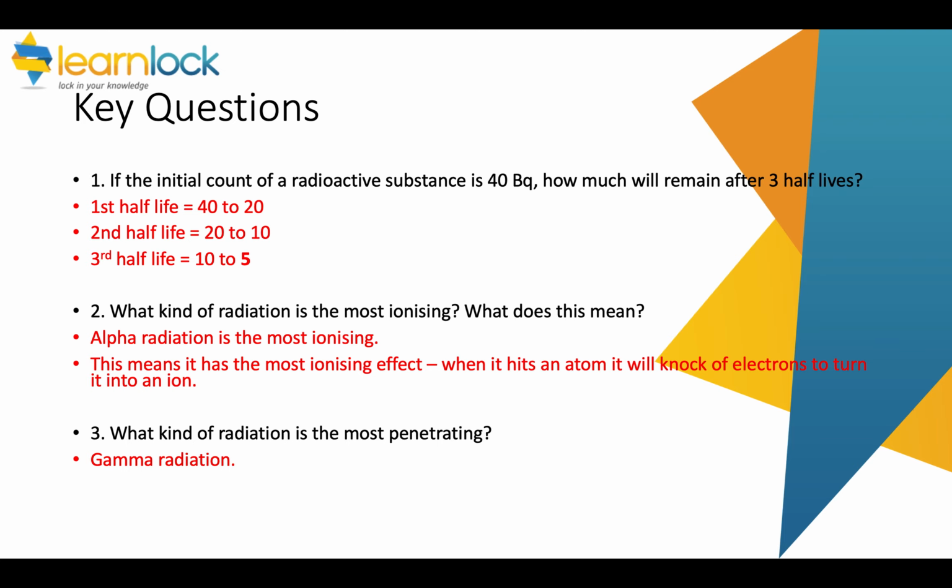What kind of radiation is the most ionizing? Well, that's alpha, and you can tell it's going to be alpha because of the size. It's a particle. And what ionizing means is it basically will have the strongest effect when it hits an atom and knocks off electrons to turn it into an ion. So alpha radiation is probably the most powerful out of the three, the most dangerous, but remember, it can't be absorbed very well. It's not very penetrating.